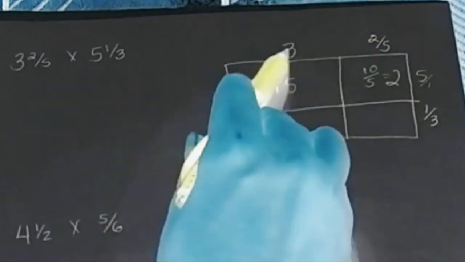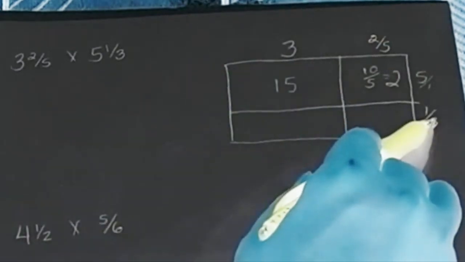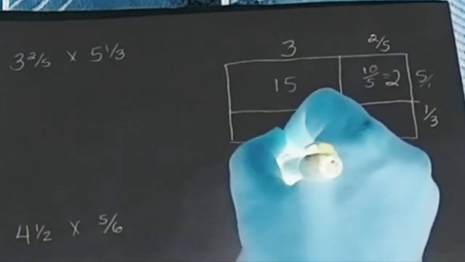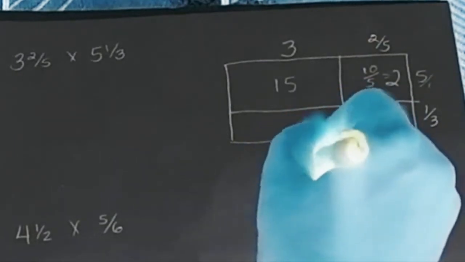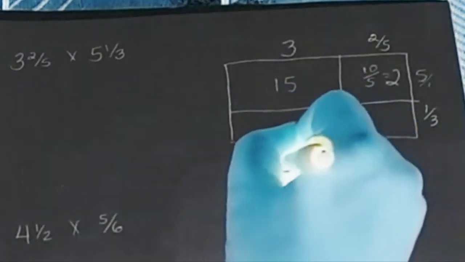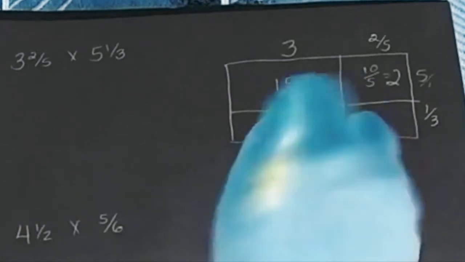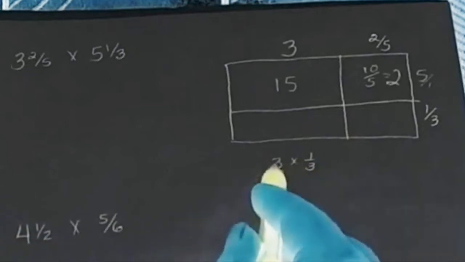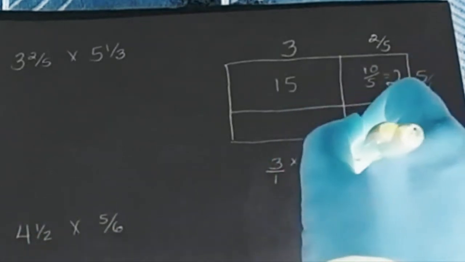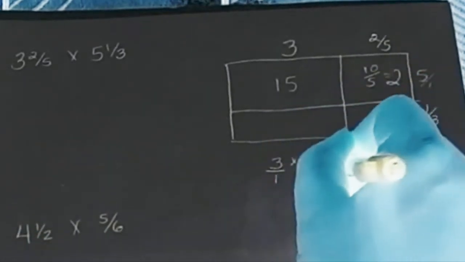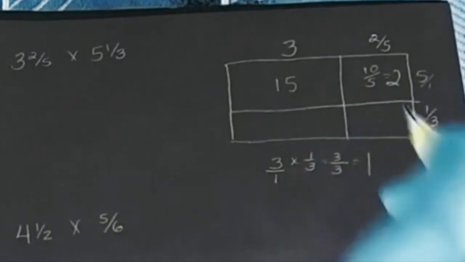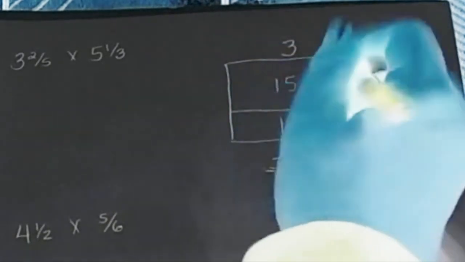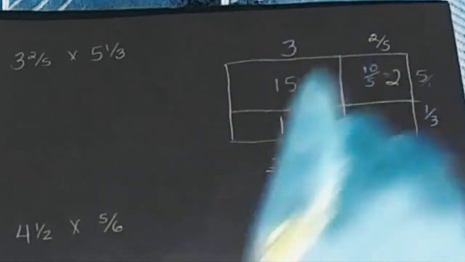And now I have a 3 times 1/3. I'll just show you on the bottom down here what I'm doing here. 3 times 1/3. So again, I can just make that whole number into a fraction by putting a 1 under it. 3 times 1 is 3. 3 times 1 is 3. 3/3 is 1 whole. Well, that's handy. So this partial product is going to be 1 whole.